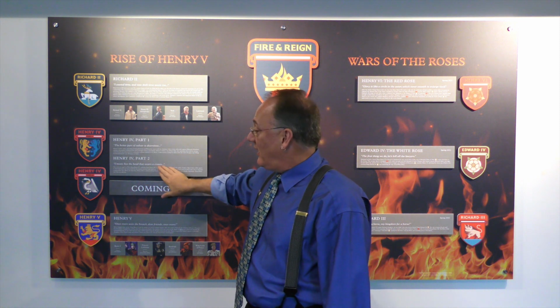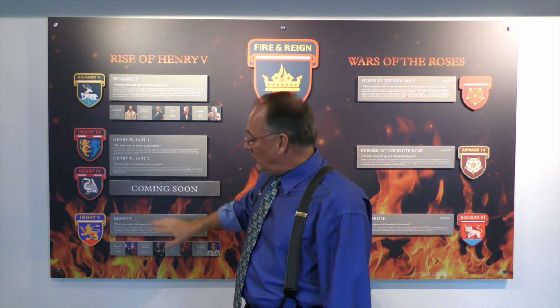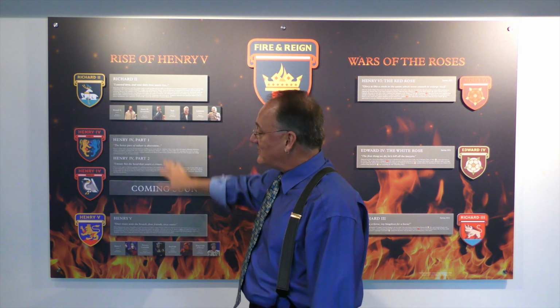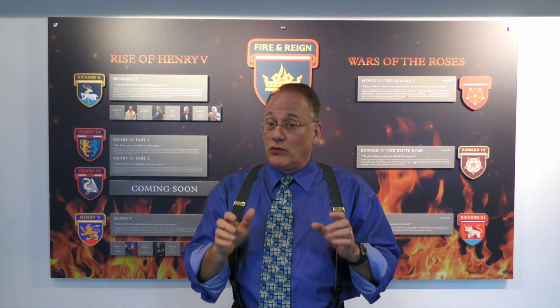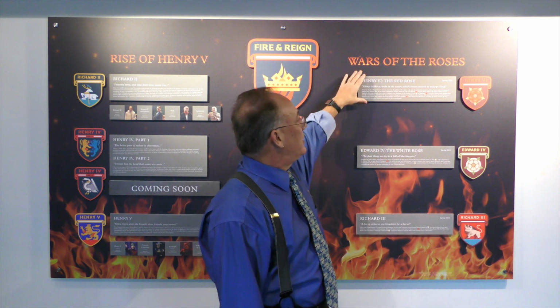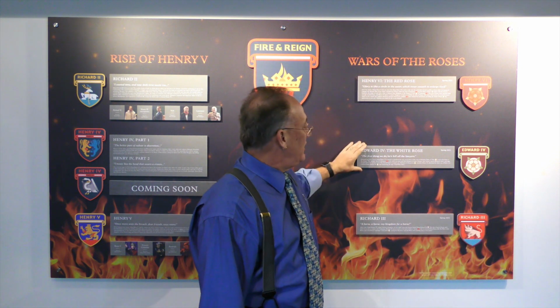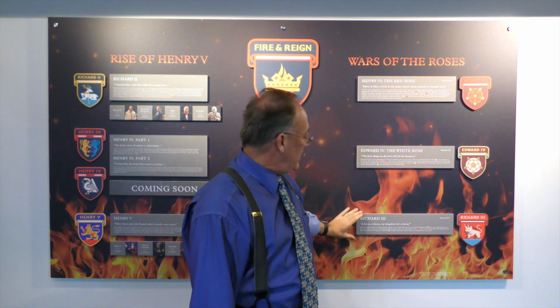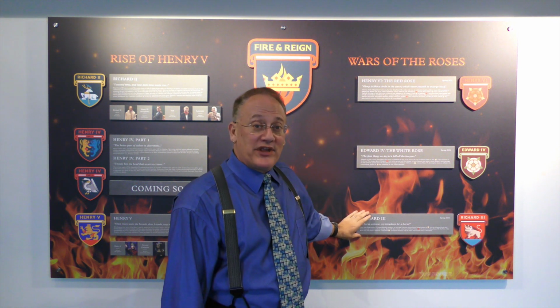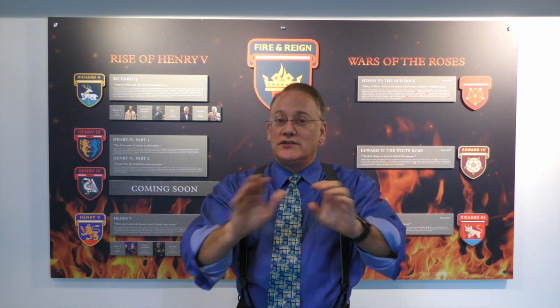a few weeks of Henry IV Part 2, and then the reading of Henry V as part of UCF Celebrates the Arts. So all of that's this year, and then next year, we'll be doing the entirety of the Wars of the Roses, the second half of the Fire and Rain series, with Henry VI, the Red Rose, Edward IV, the White Rose, and Richard III, the end of the Plantagenet dynasty and the beginning of the reign of the Tudors. So, to get you started, what's the story so far?